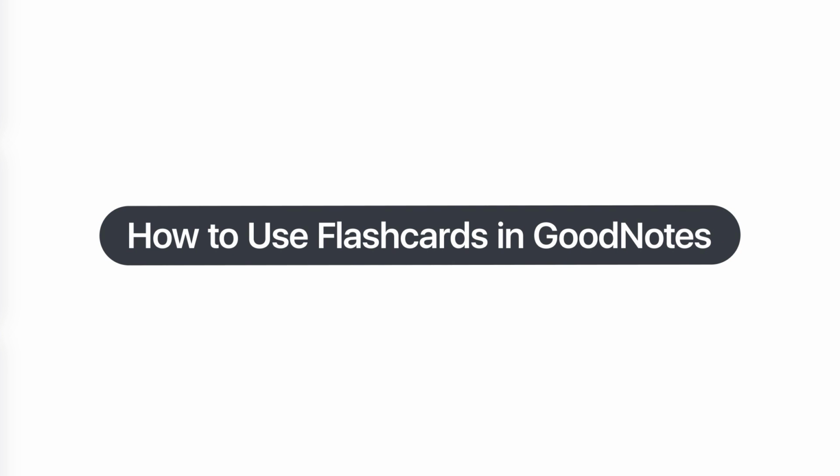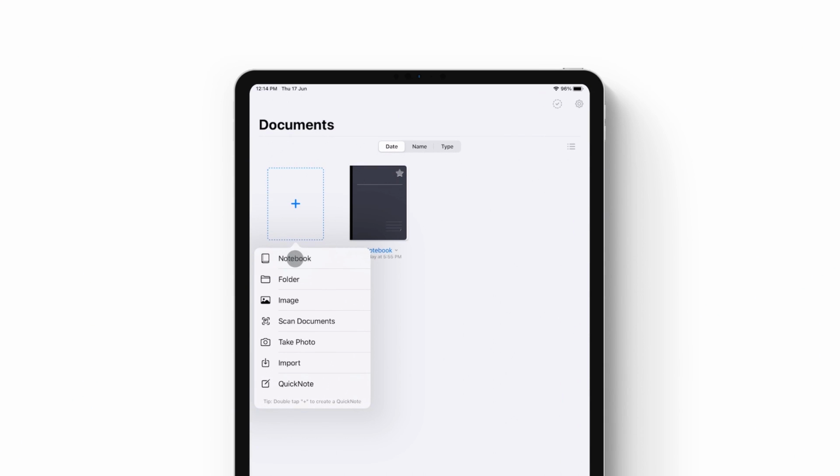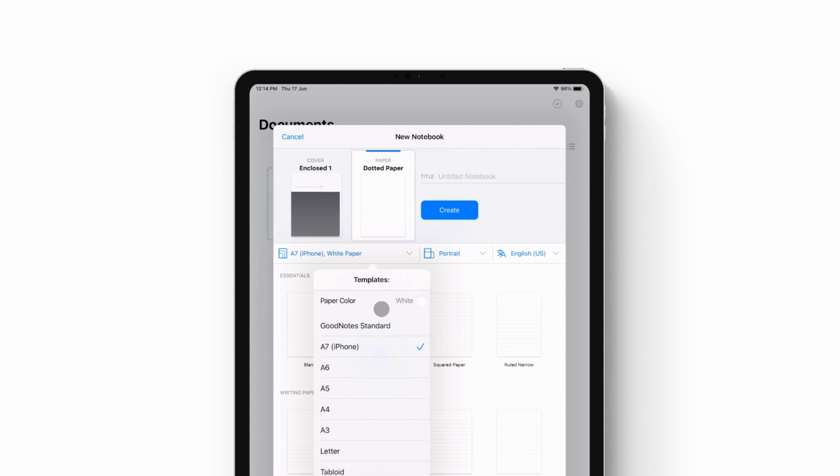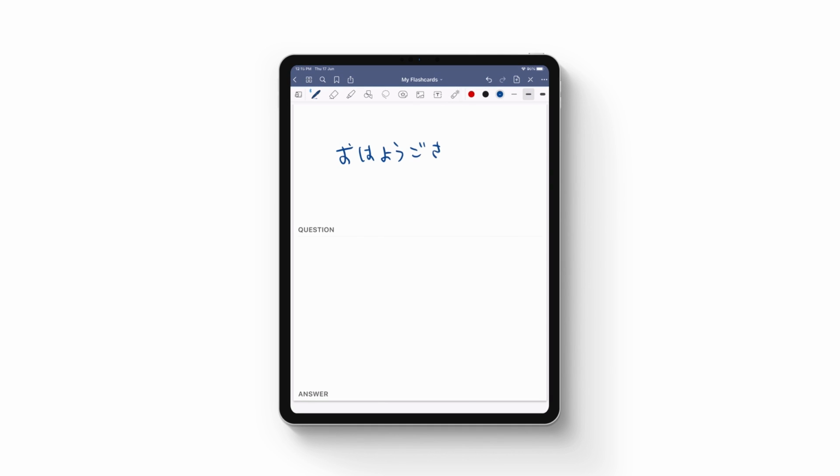Did you know you can study with flashcards on GoodNotes? Take all your study notes and test yourself in the same app. Here's a quick how-to. Create a notebook or add a page with the flashcards template. Draw or write your questions on the top half and your answers on the bottom.